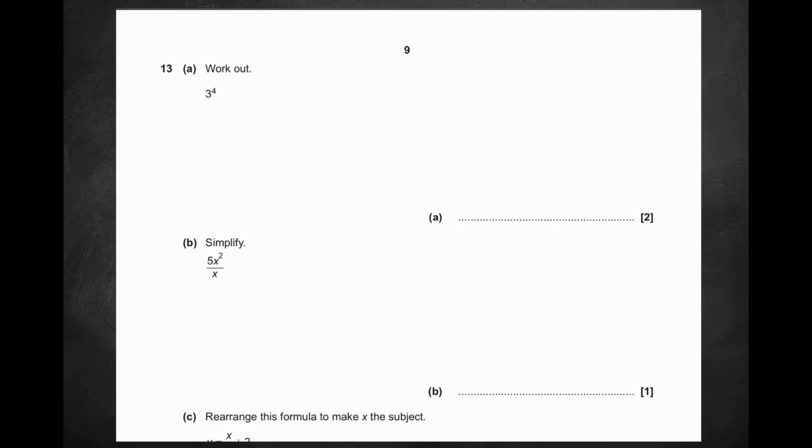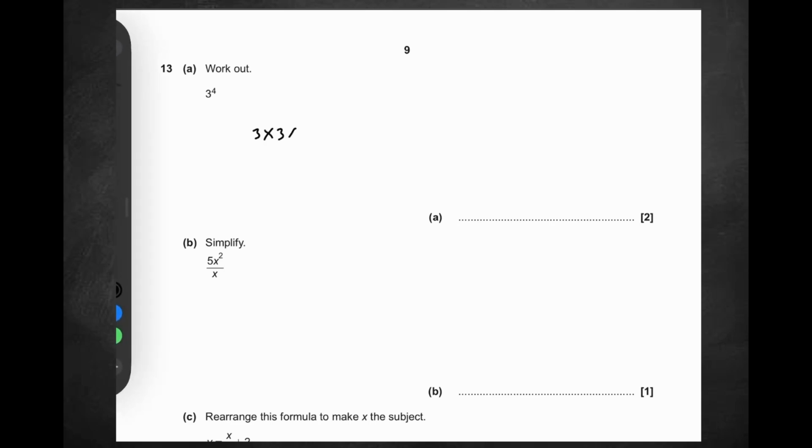Question number 13. Part A. Work out 3 to the power 4. That's just going to be 3 times 3 times 3 times 3, which is 3 times 3 is 9, times 3 is 27, times 3 is just 81. And part B. 5x squared over x, simplified. All we have to do here is cancel out an x and one of the powers, so we just end up with 5x.